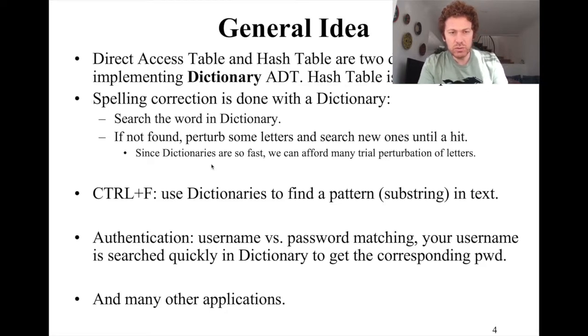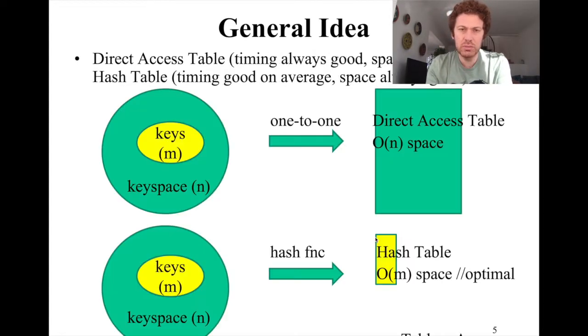Finding, so Control+F, or Command+F on a Mac, we do it all the time. In the background, we are using the hashing idea, dictionaries, to find the pattern. I will show you the algorithm for that at the end of this class. Authentication: username and password are pairs, so you can search for the username quickly in the dictionary and get the corresponding password for authentication, and there are many other applications.